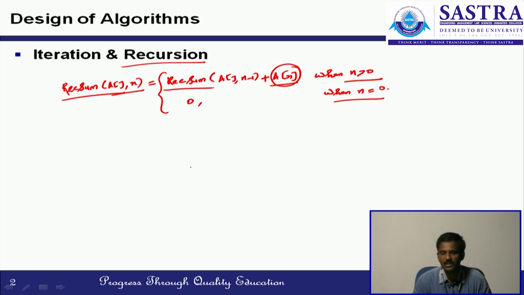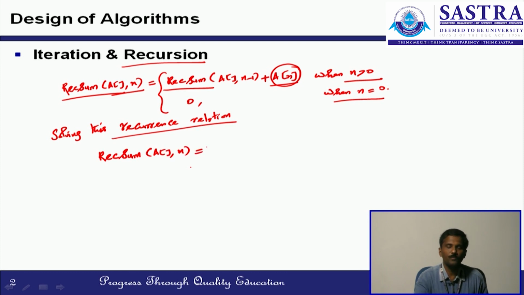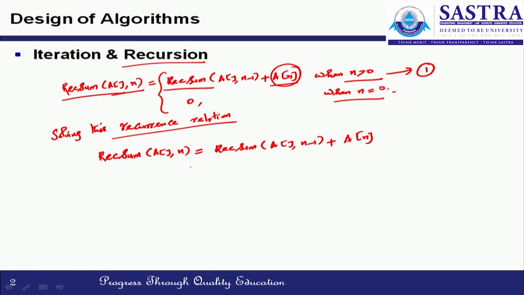We can solve this recurrence relation to verify whether the recursive relationship works correctly or not. So solving this recurrence relation, recursive sum, consider the left hand side, recursive sum a array comma n is equal to recursive sum a array comma n minus 1 plus a of n. Let us call this as equation 1 and the termination condition as equation number 2.